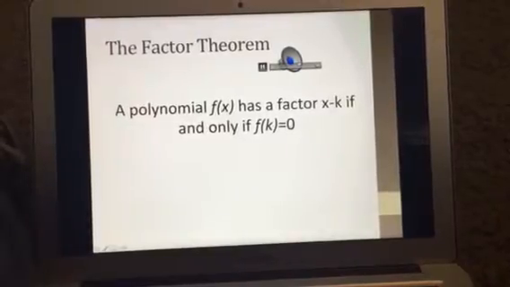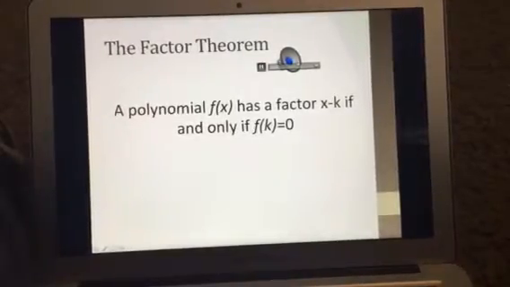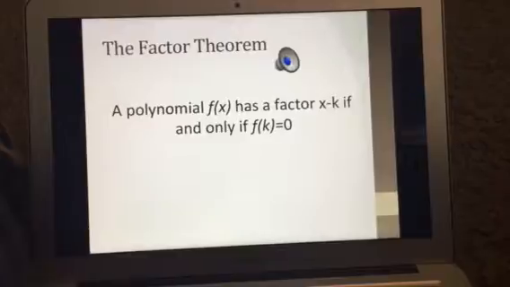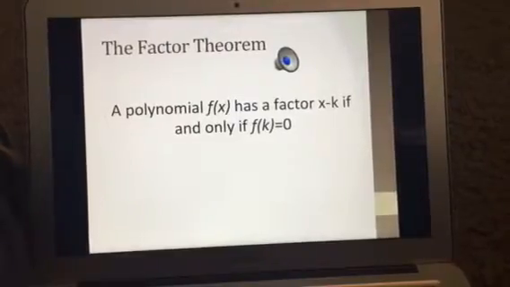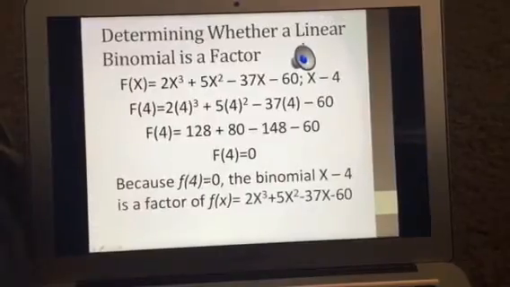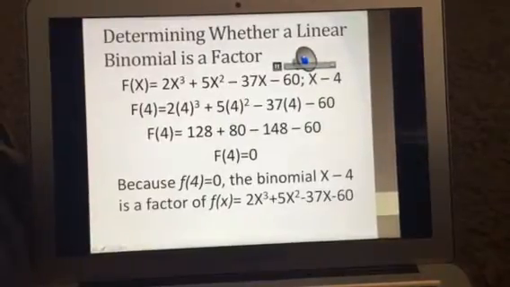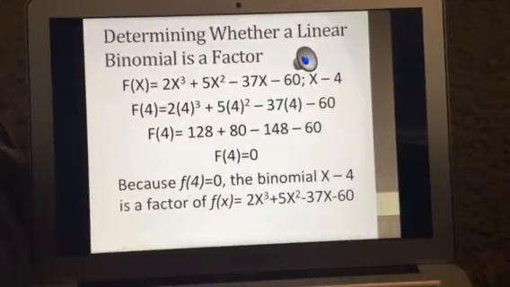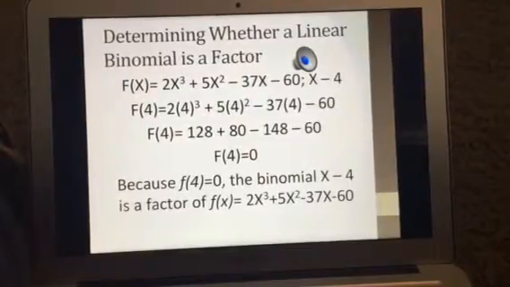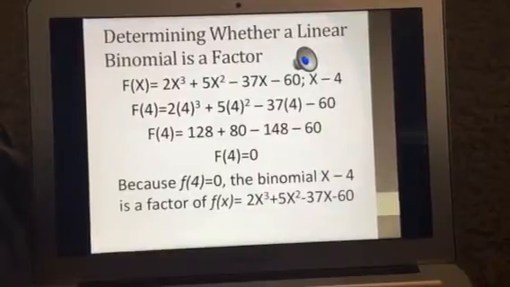For these next two problems, you're going to need to use the factor theorem, which says a polynomial f of x has a factor x minus k if and only if f of k equals 0. So you start off with f of x equals 2x cubed plus 5x squared minus 37x minus 60, and they want to know if x minus 4 is a factor.